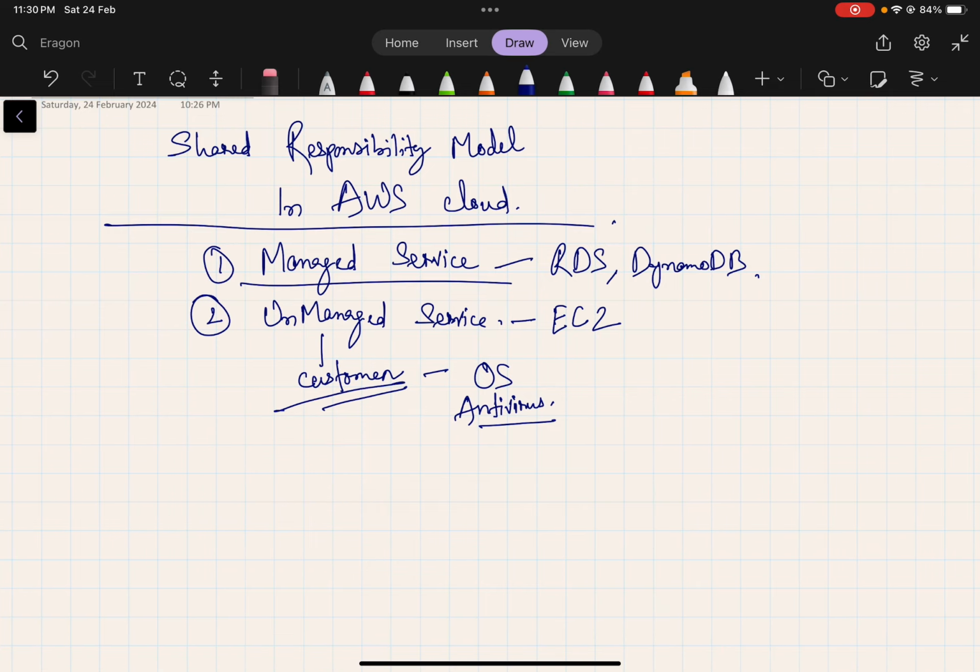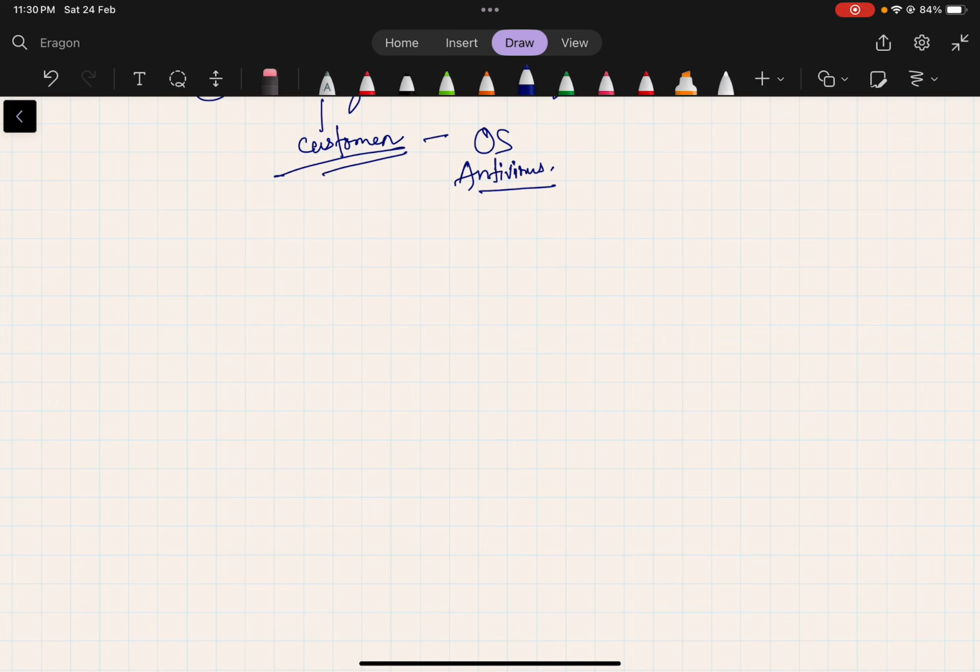Now that we know there are two types of services in AWS cloud, let's go to the responsibility types of AWS for security purposes. There are two responsibility types. One is security in the cloud, and another is security of the cloud.